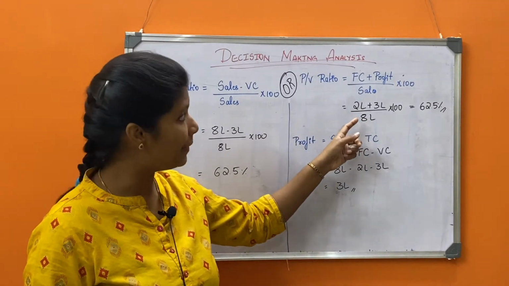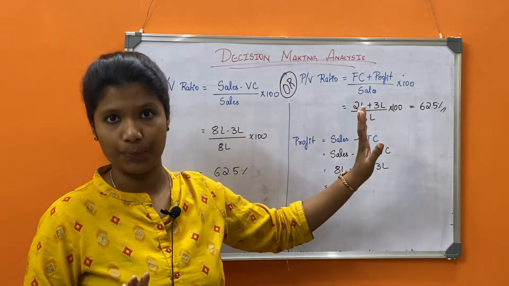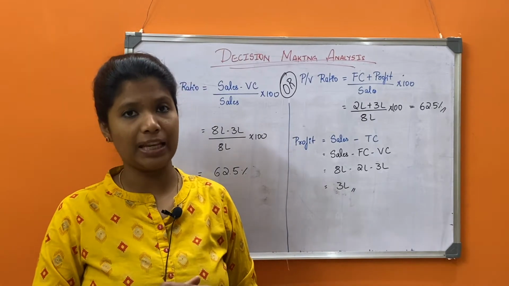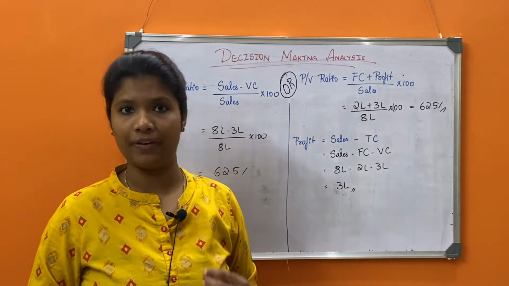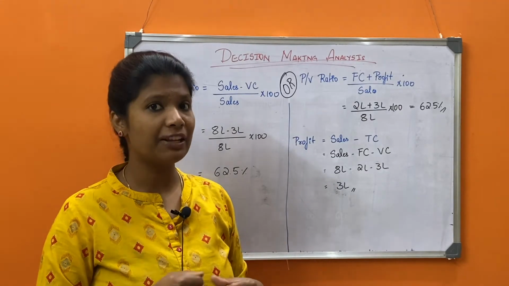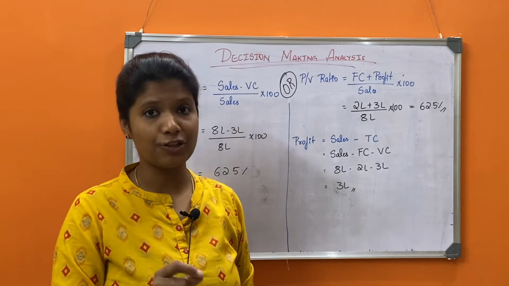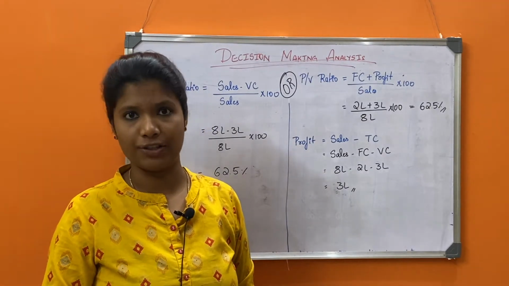And the next formula or the next method of solving PV ratio, fixed cost given in the question is 2 lakh plus profit. Is it given in the question? No. The question gives us only three details: fixed cost, variable cost and sales. So for profit, we need to find out. Don't you think profit we can find out? Because what is selling price? As I mentioned earlier, total cost plus profit margin.